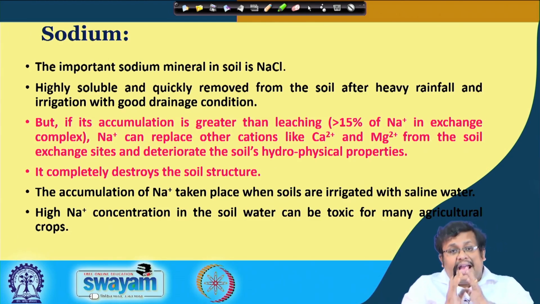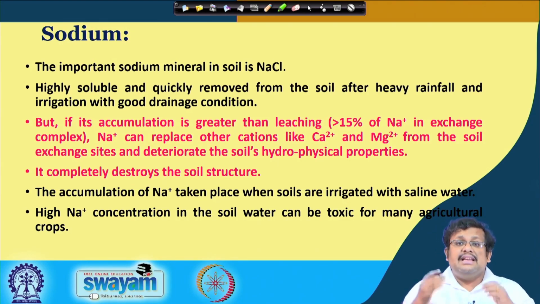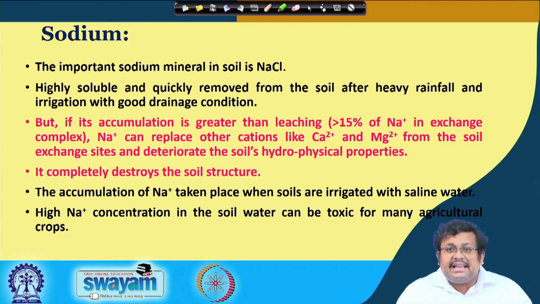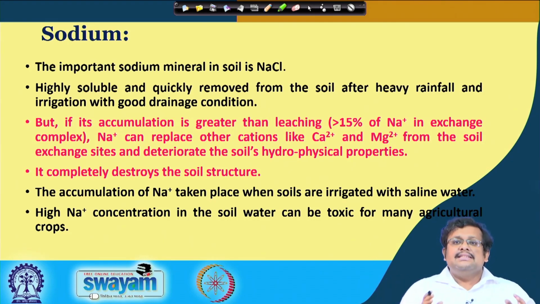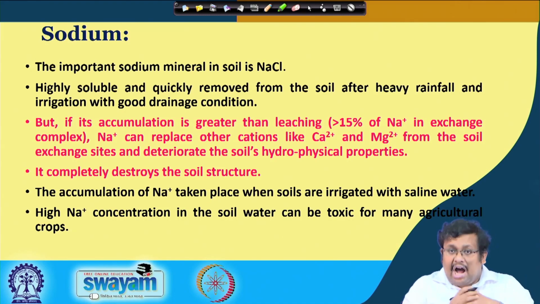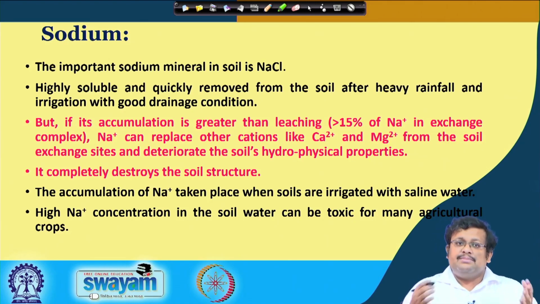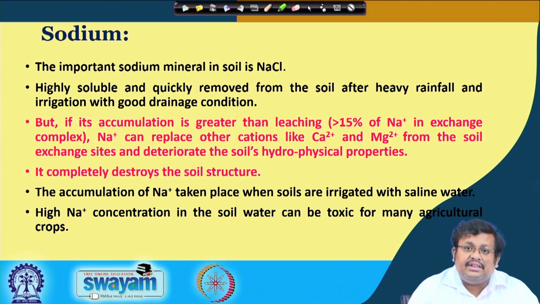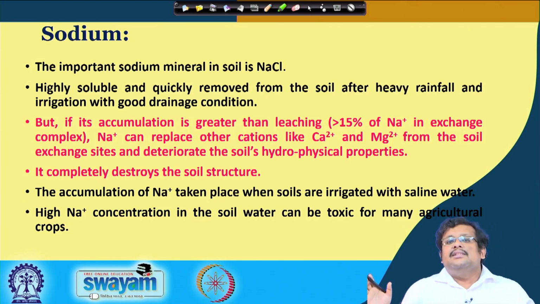flowing water. But if the accumulation is greater than leaching, that is, greater than 15% of sodium in the exchange complex, then sodium can replace other cations like calcium and magnesium. Now, remember, calcium and magnesium decrease the zeta potential. When they decrease the zeta potential, they increase the chances of flocculation, and there is more chance of getting a more aggregated soil. However, when we apply sodium, or when the exchangeable sodium percentage goes beyond 15%, that replaces the calcium and magnesium from the exchange site. As a result, there is a considerable increase in the zeta potential.